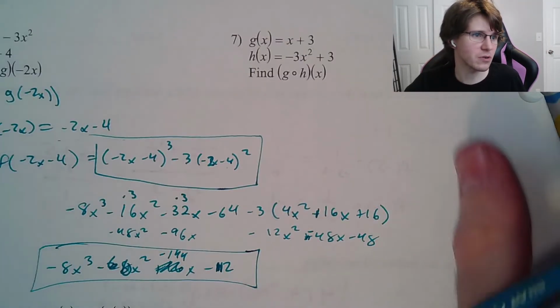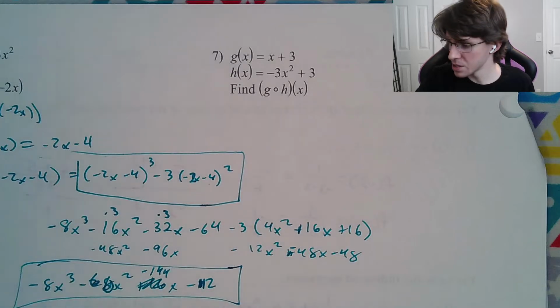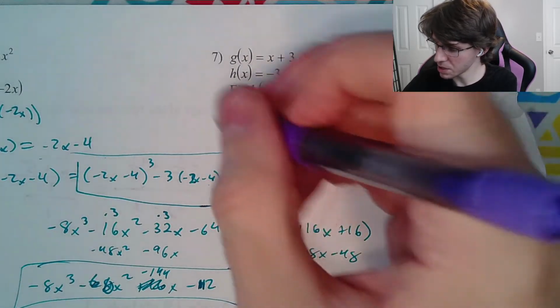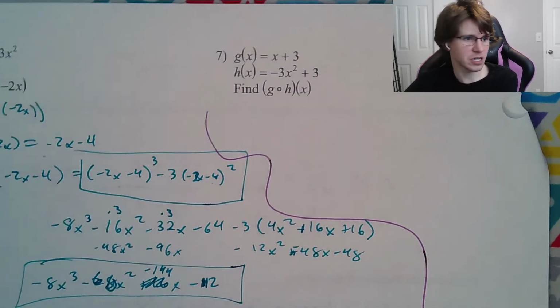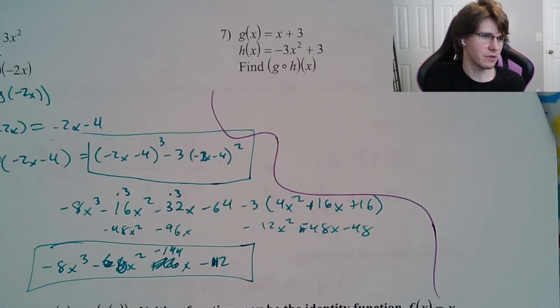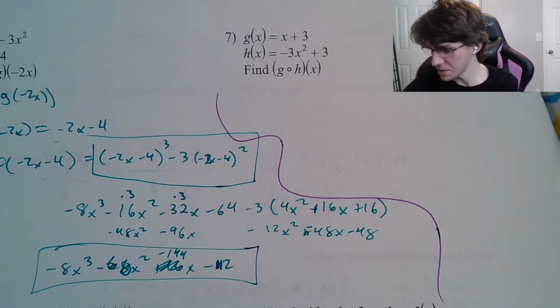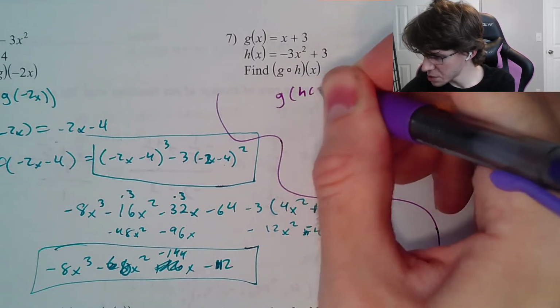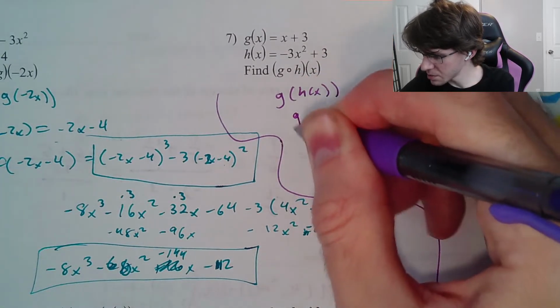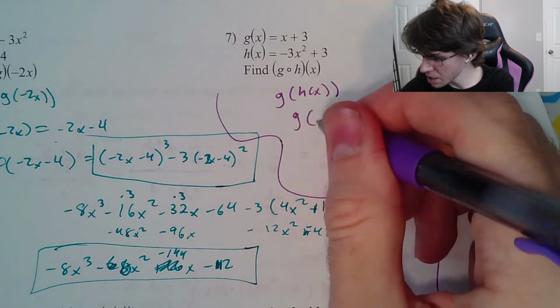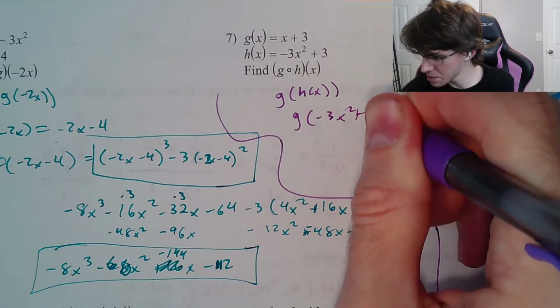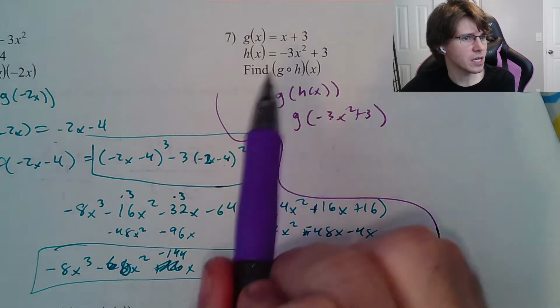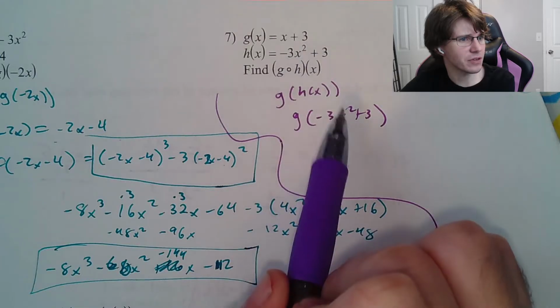A more realistic question is like number 7. So the number 7, this one actually could be on the quiz. So I apologize for even putting one that couldn't be on the quiz review. That's kind of silly of me. But we're going to have to rewrite it first. G of h of x, which means that we're doing g of, and we're plugging in that negative 3x squared plus 3 in there, because h of x is that negative 3x squared.